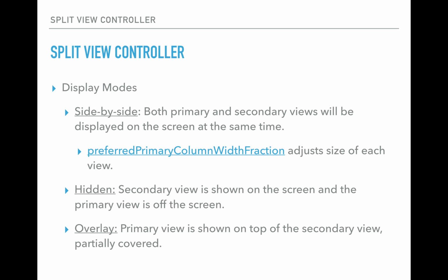The other display mode for a split view controller is hidden display mode. Essentially, the secondary view is shown on the screen and the primary view is off the screen. Kind of like what I was talking about before, you have both views on the screen, but one is just on top of the other. When the secondary view is shown, the primary view is basically just off the screen. It's not completely gone, it's just hidden right now.